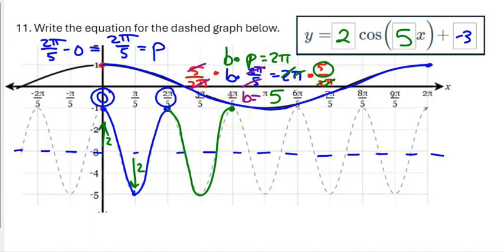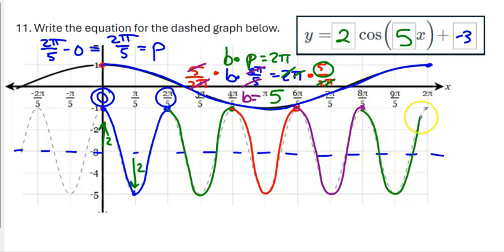which means that if I would continue to show the same period of 2 pi over 5, and compare it to the full length of the parent function, which is 2 pi, there will be 5 of those periods in the full 2 pi. So that b value is telling you how many of the periods in the graph you're looking at, the dash graph, it takes to go the full length of the parent function, which is 2 pi.